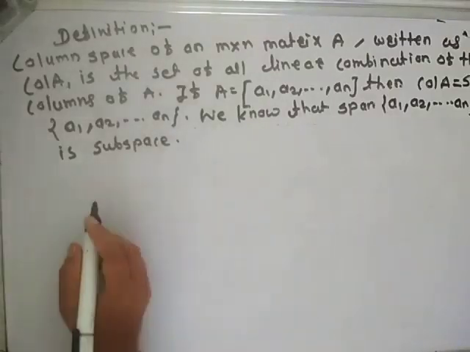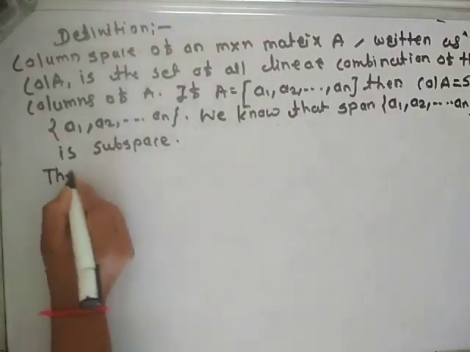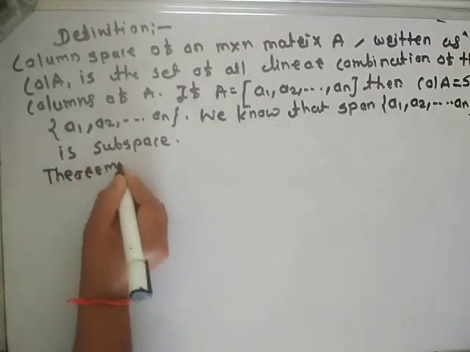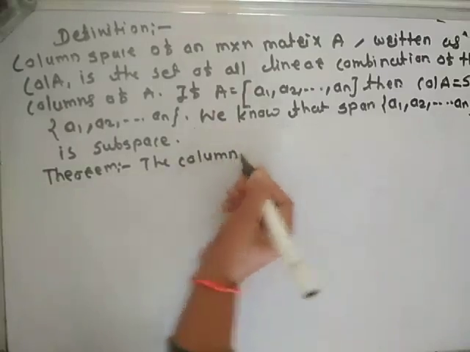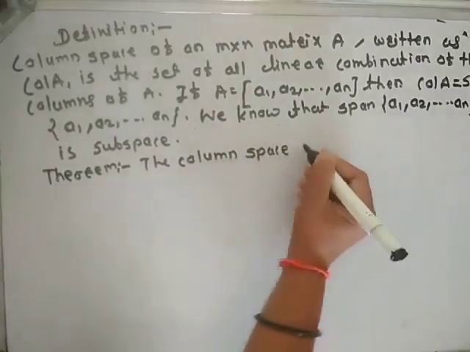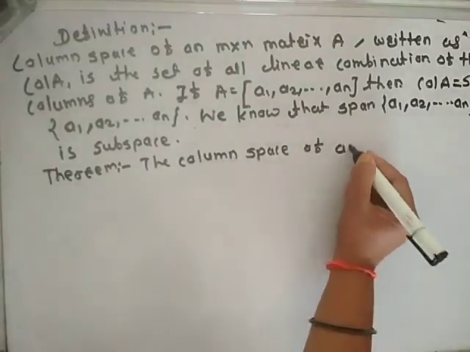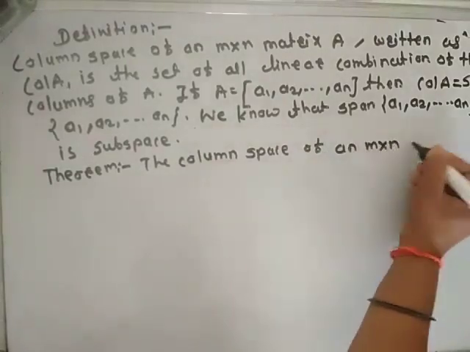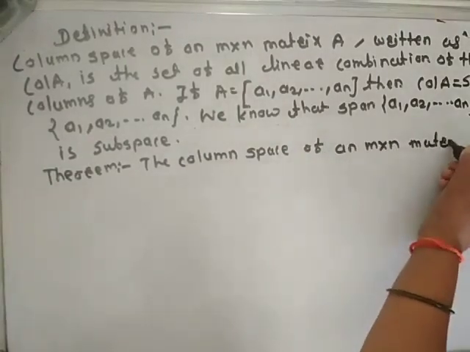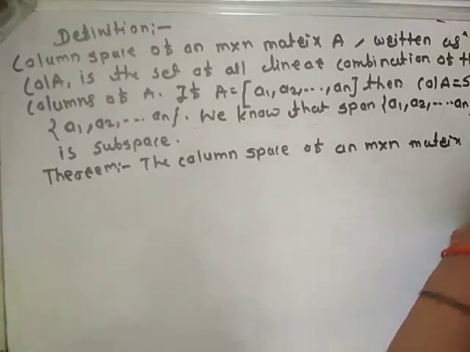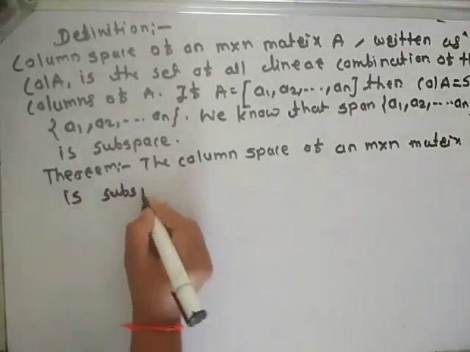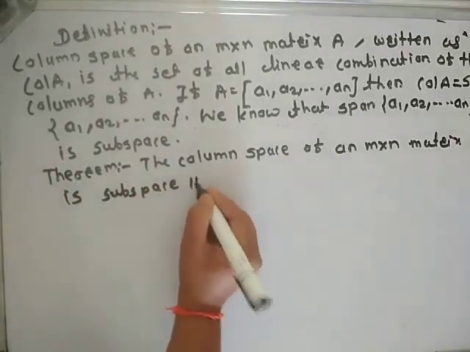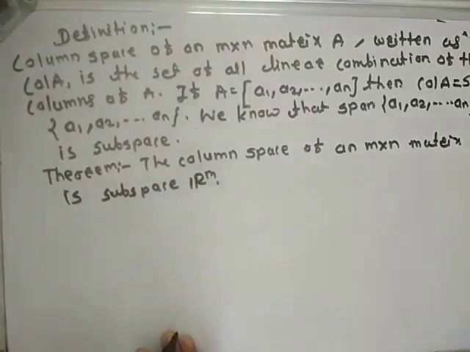Okay, in the next line write down one theorem. The column space of an m by n matrix is a subspace of Rm.